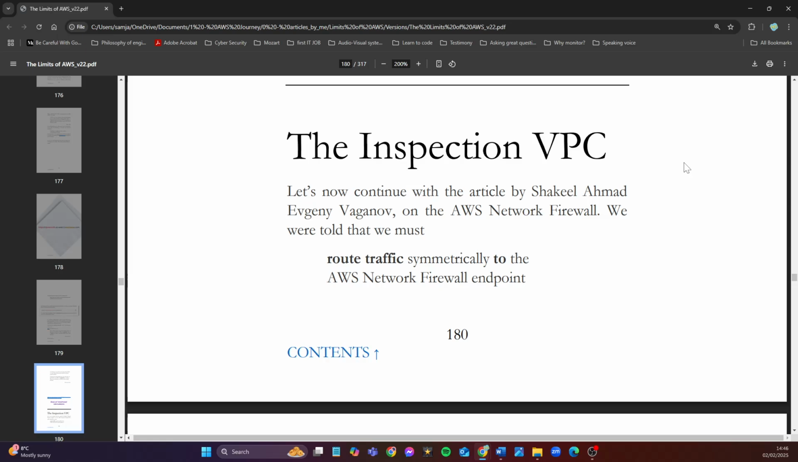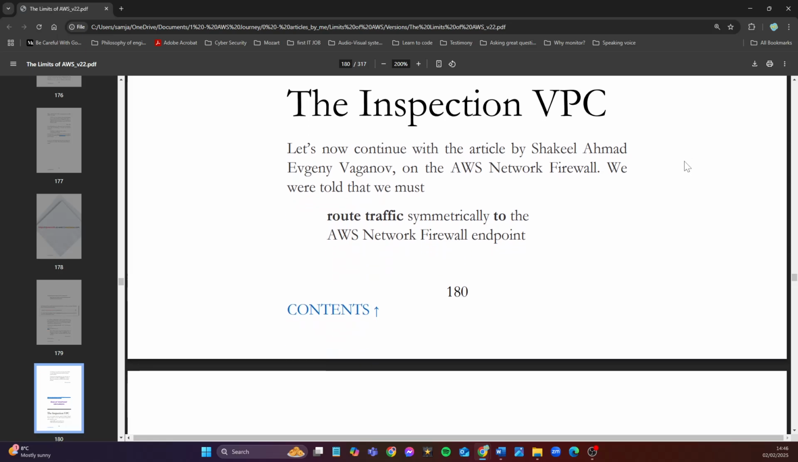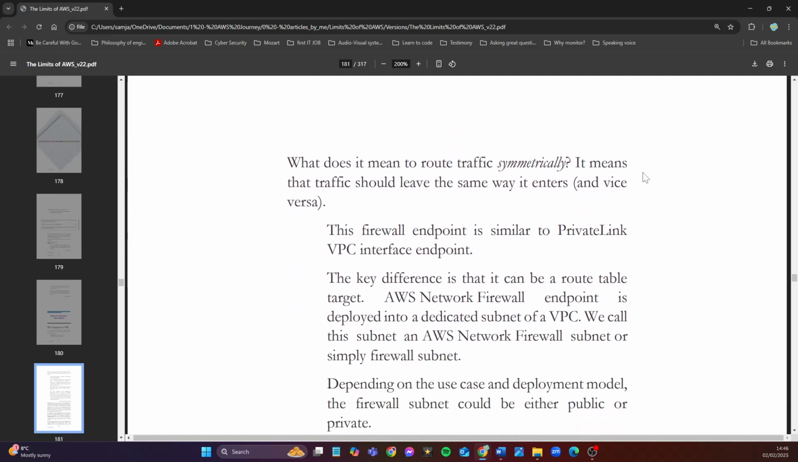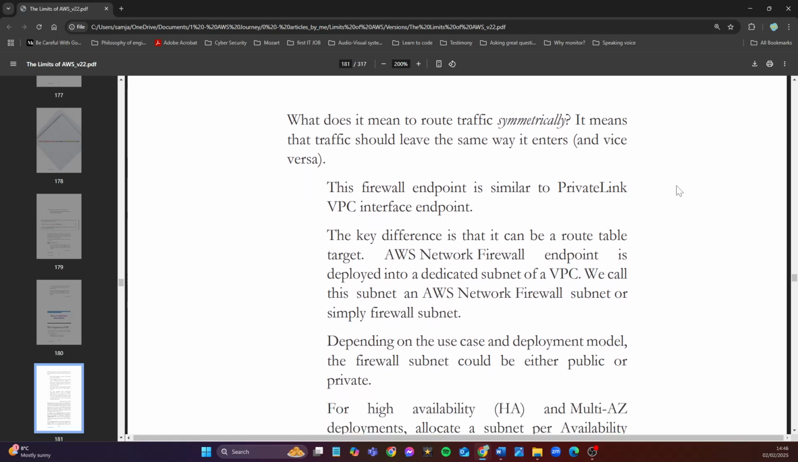The inspection VPC. Let's now continue with the article by Shakil Ahmad and Evgeny Vaganov on the AWS Network Firewall. We were told that we must route traffic symmetrically to the AWS Network Firewall endpoint. What does it mean to route traffic symmetrically? How do you route traffic in a manner that means you're doing it symmetrically? It means that traffic should leave the same way it enters, and it should enter the same way that it left.